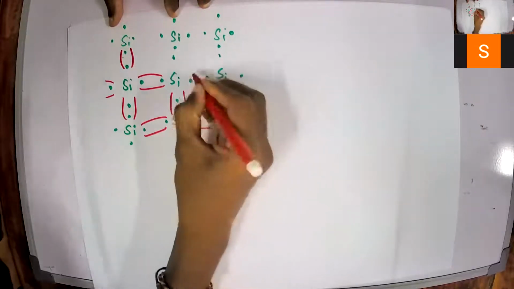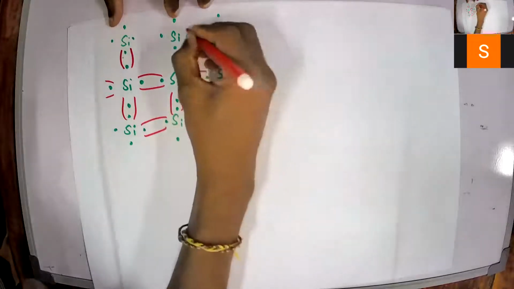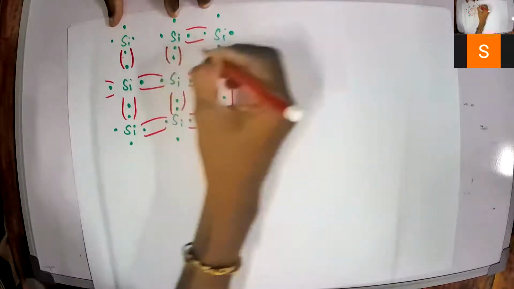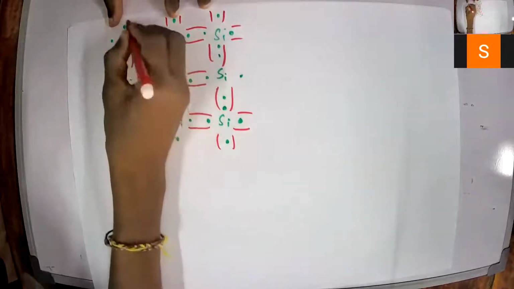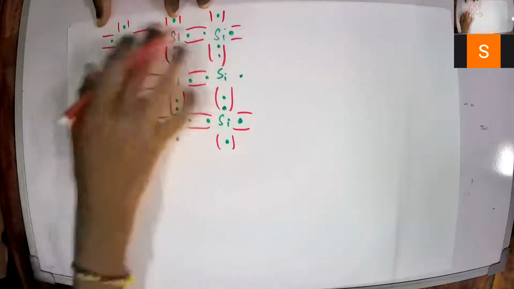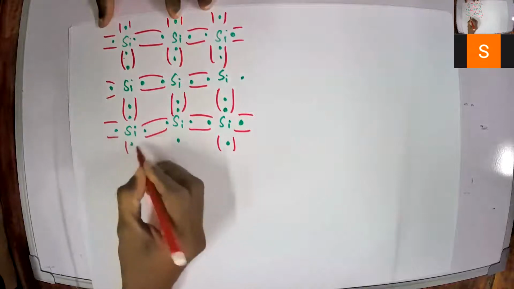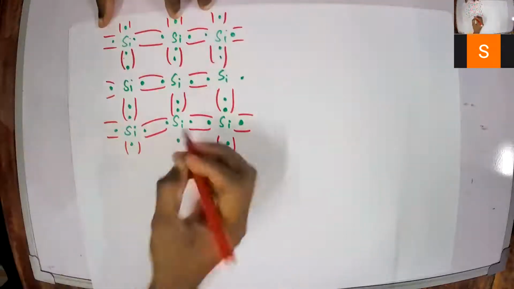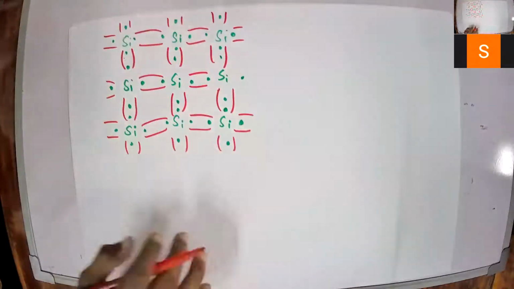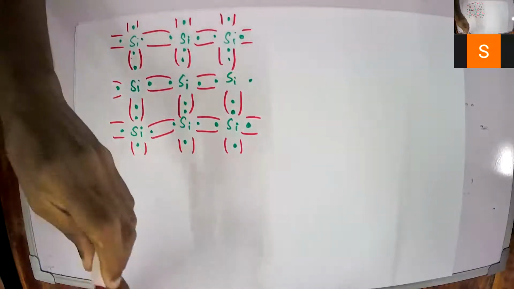But the structure is not a two-dimensional structure. I'll show you the crystal structure of silicon tomorrow. We have one in the lab, but the first year lab is not opened yet. I will take that crystal structure. It's a 3D structure, not a 2-dimensional structure like this on the paper.